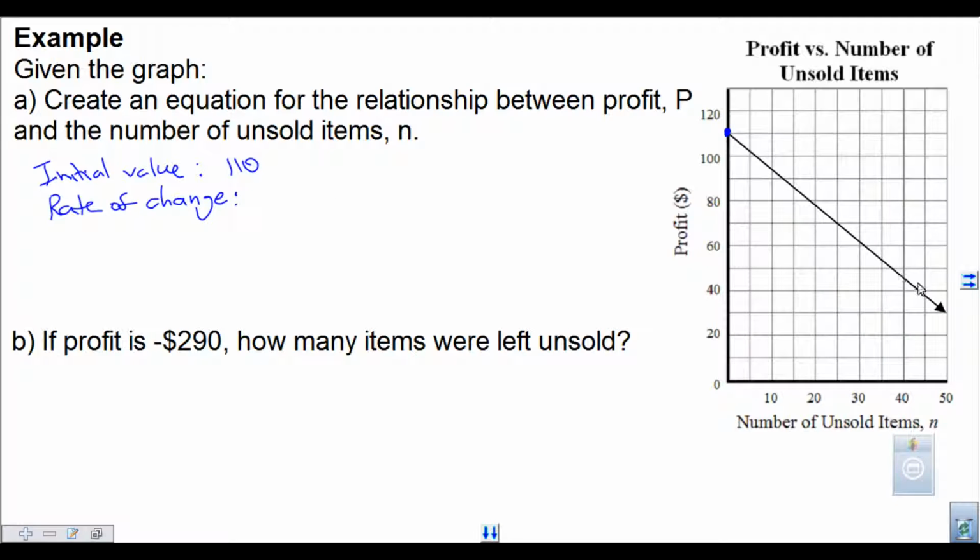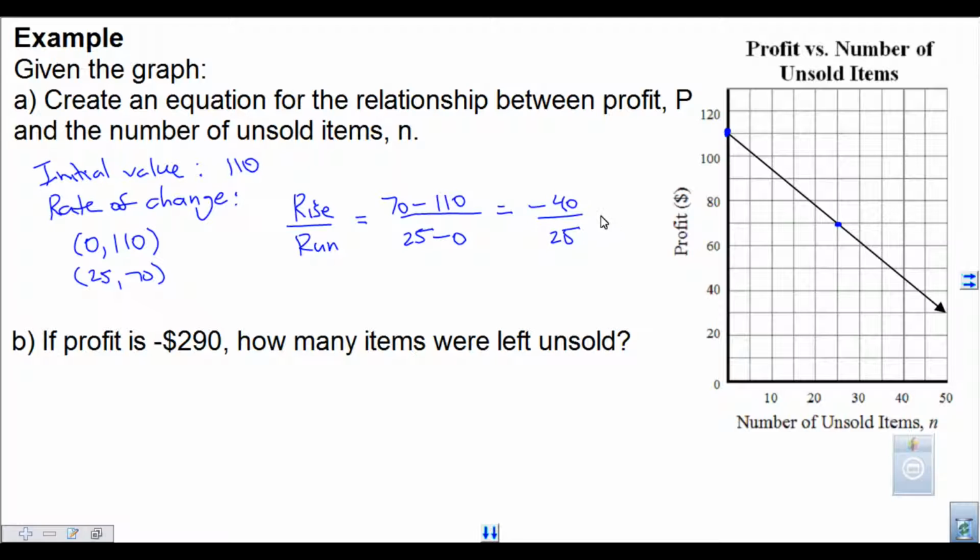Now, if we have a graph given to us, we can always go and get it. We just need to pick 2 points and then calculate rise over run. So this point here at the beginning is 0 and 110. And let's look at this other point. Let's pick that one there. That's 25, 70. All right, so let's calculate rise over run. So let's do 70, take away 110, over 25, take away 0. That's negative 40 over 25. And if you divide those, you should get negative 1.60, I guess, dollars per item.